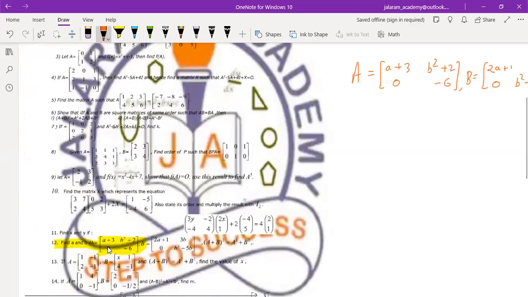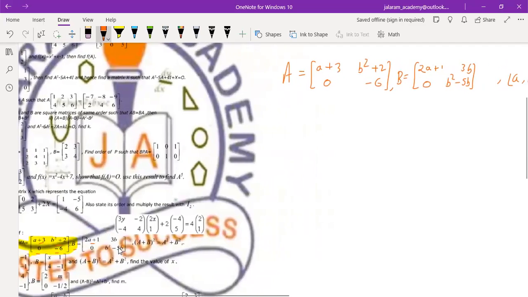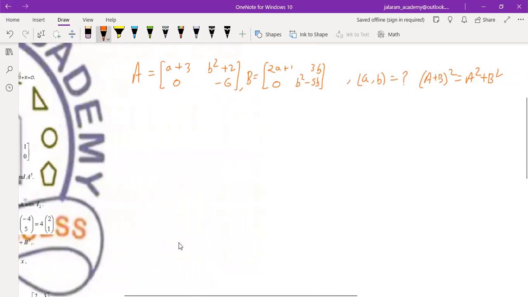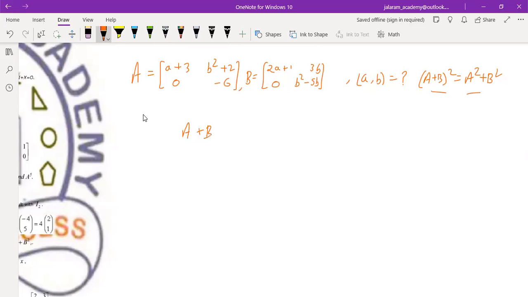So first of all, let's check the matrices: A plus 3, B square plus 2, 0 minus 6B, and 2A plus 1, 3B, 0, B square minus 5B. And A plus B whole square equals to A square plus B square. So given that A plus B whole square equals to A square plus B square.